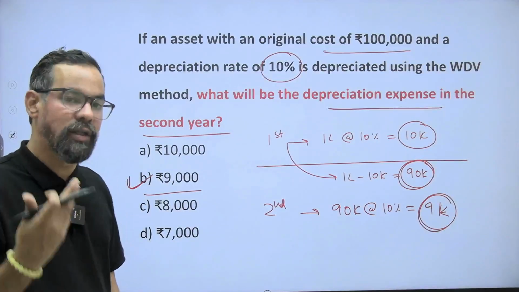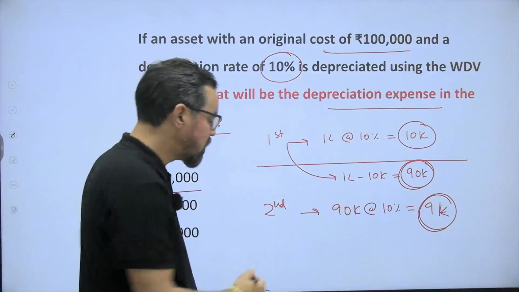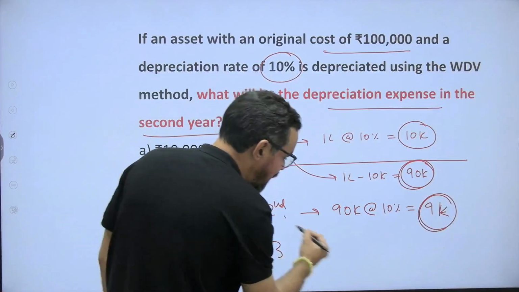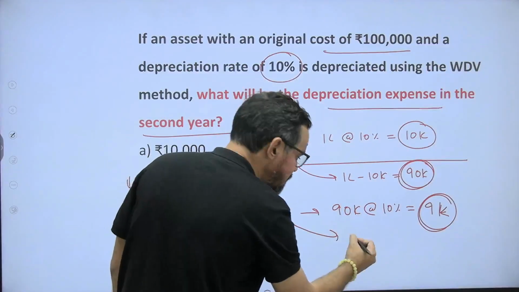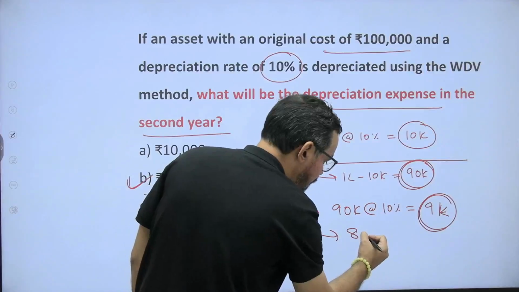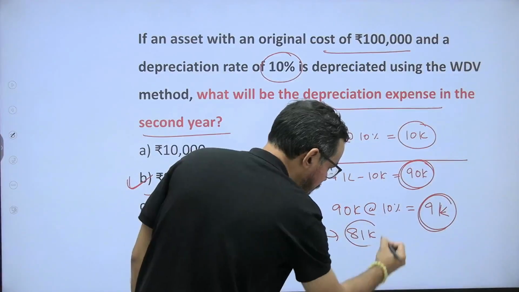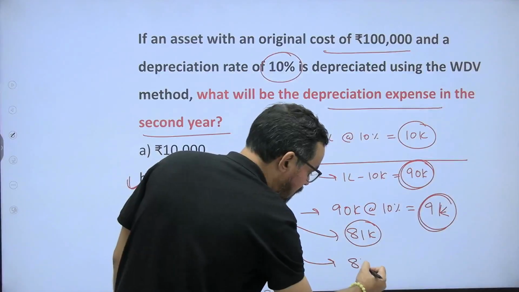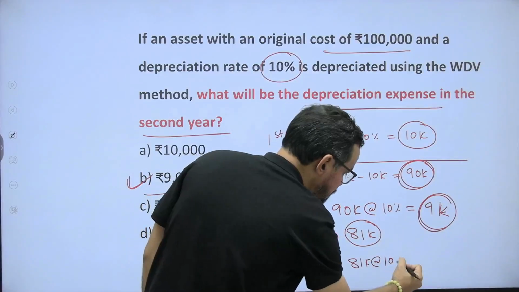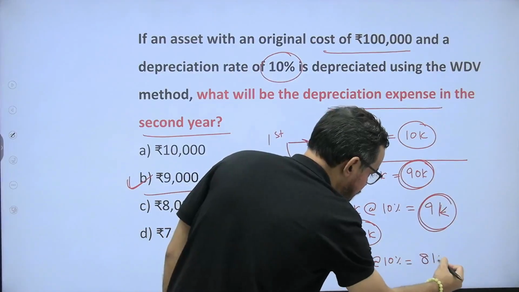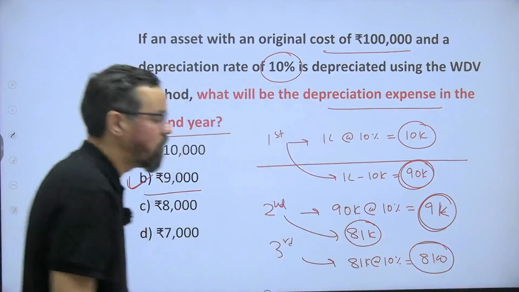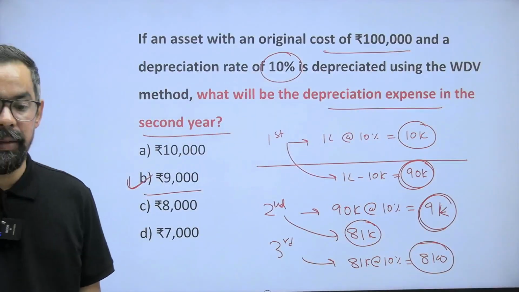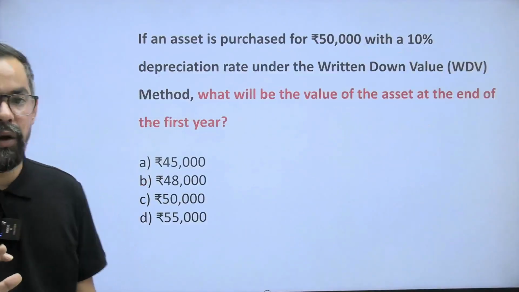If they ask for the third year, how will you calculate? Asset value at the end of second year is 81,000, okay. And the depreciation for third year is 81,000 into 10%, which is 8,100. So 8,100 will be the depreciation amount for the third year. So you can calculate according to this.